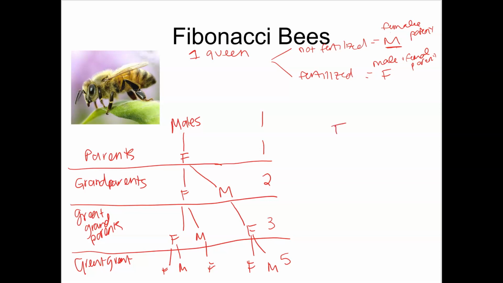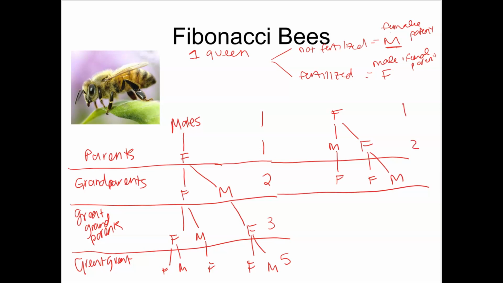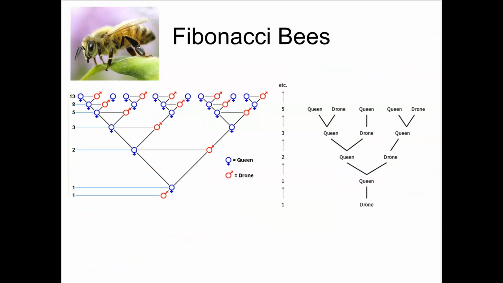If we were to start with a female bee and look at her parents, we know that a female has a male and a female for parents, and a male just has a female, but they have a female and a male. 1, 2, 3. A female has a female and a male, female and a male, and just a female. 1, 2, 3, 4, 5. And we could keep going. And if you want to see it, here are some charts as well to help you visualize that.